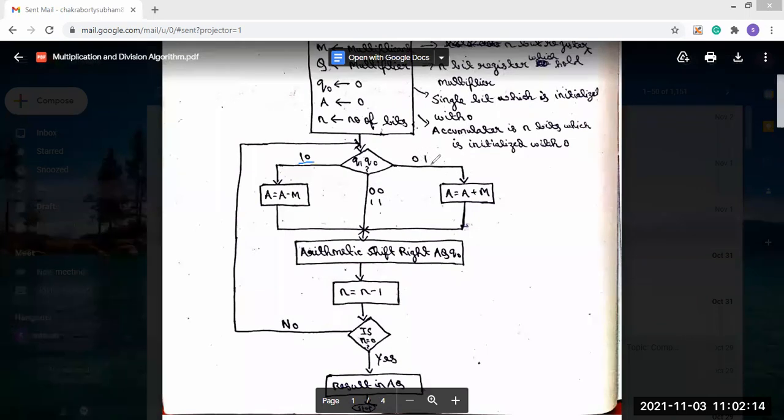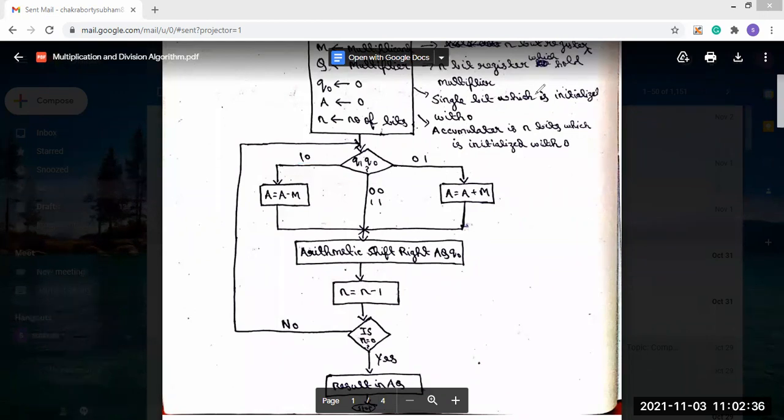And if it is 0, 1, then accumulator equals accumulator plus multiplicand. And if both are the same, that means 0, 0 or 1, 1, then the arithmetic shift right operation will be performed and n should be decreased by one, that is n equals n minus 1.